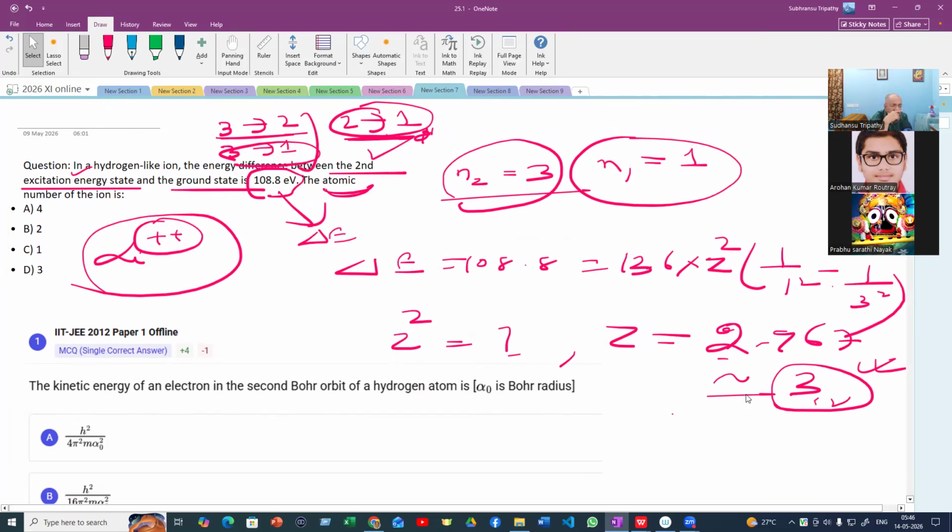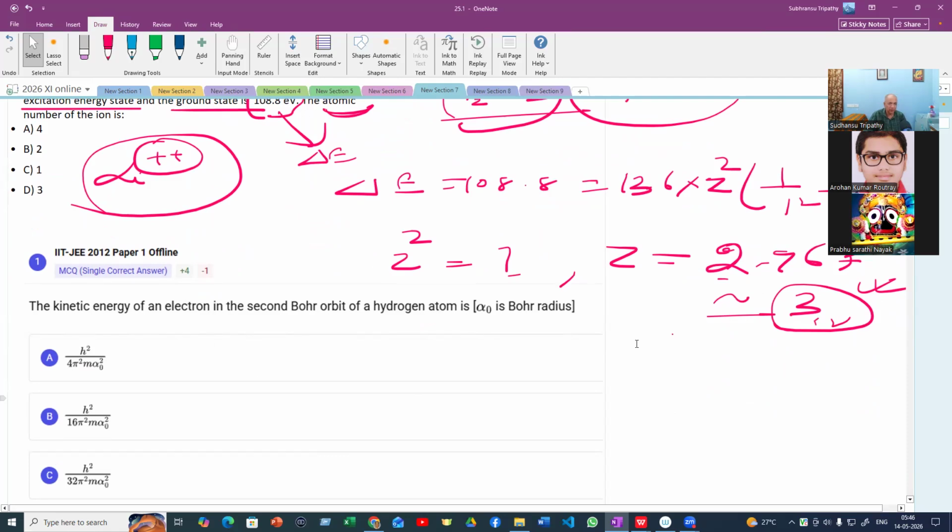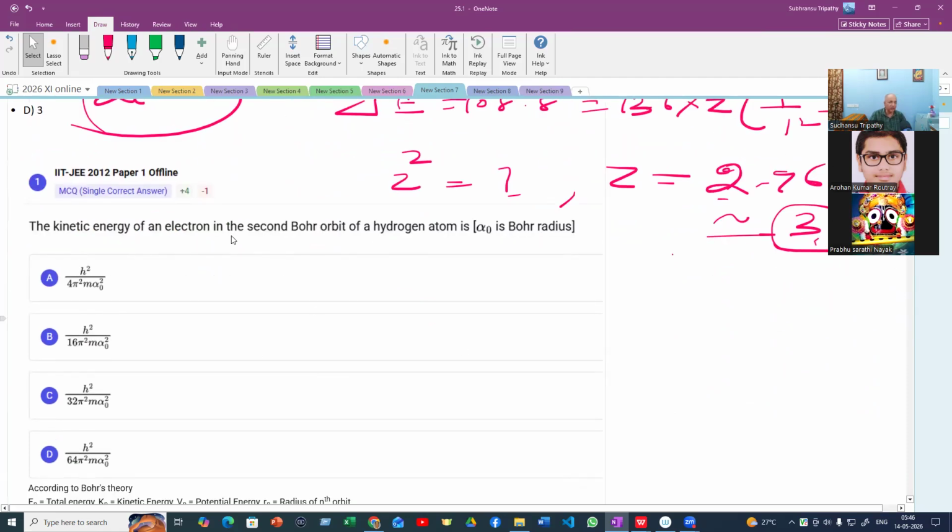Listen to me. The kinetic energy of an electron in the second Bohr's orbit, so in terms of a naught. That is, if you do not know the derivation, then mvr is equal to nh by 2 pi.